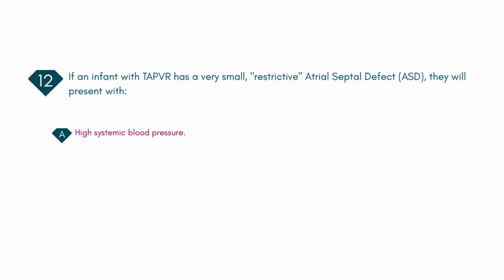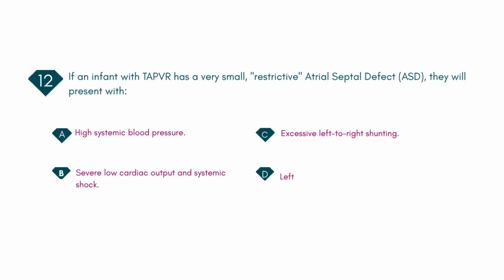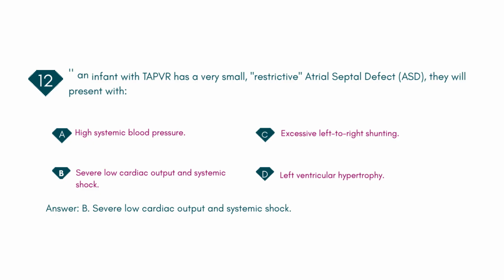High systemic blood pressure. B. Severe low cardiac output and systemic shock. C. Excessive left-to-right shunting. D. Left ventricular hypertrophy. Answer: B. Severe low cardiac output and systemic shock.